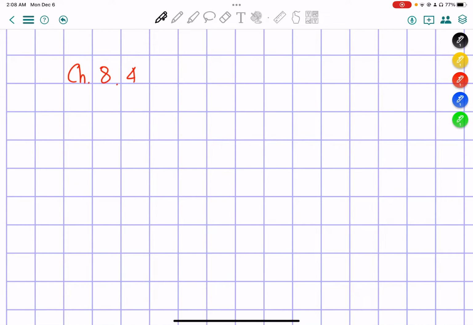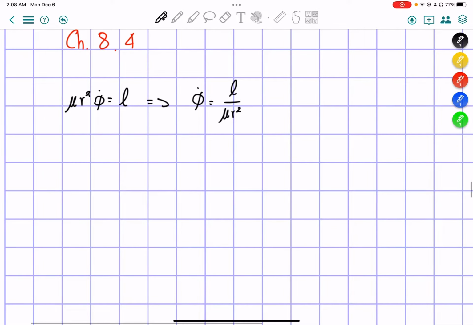So, from our previous calculations, we just showed that mu r squared times phi dot is equal to L. So we can see that phi dot is equal to L over mu r squared. Okay, that's pretty much algebra.